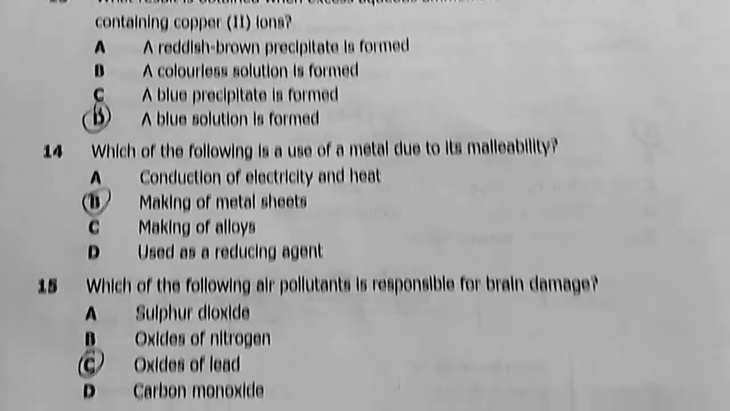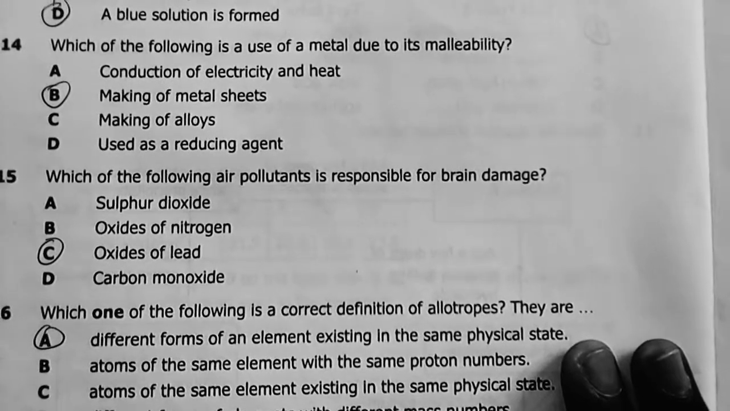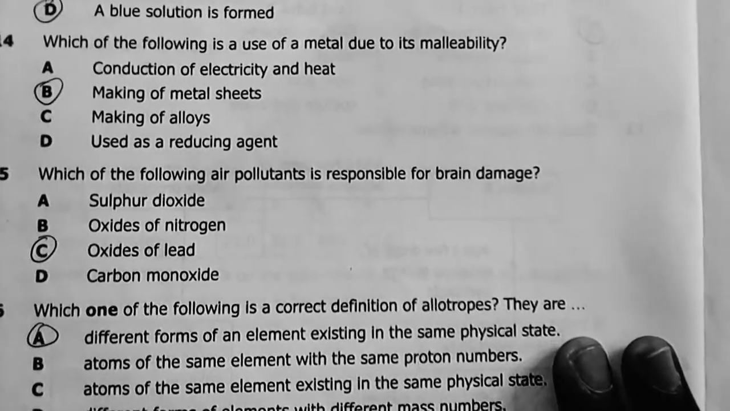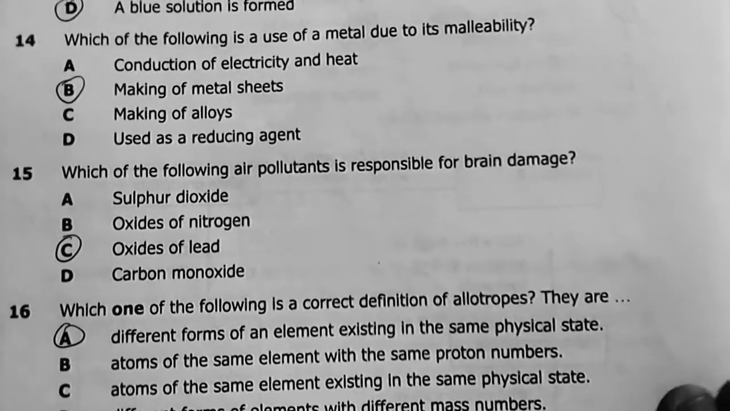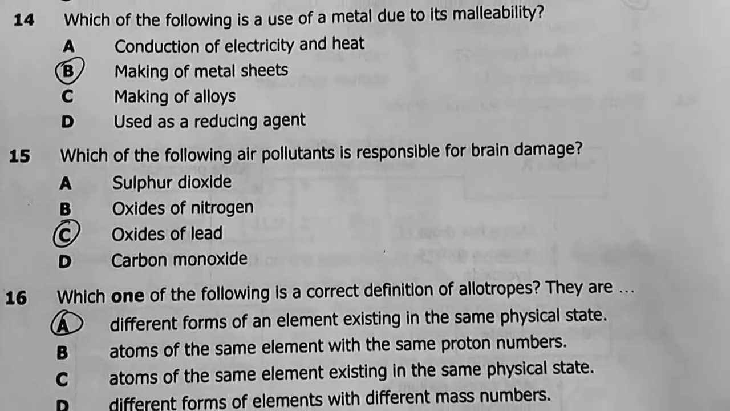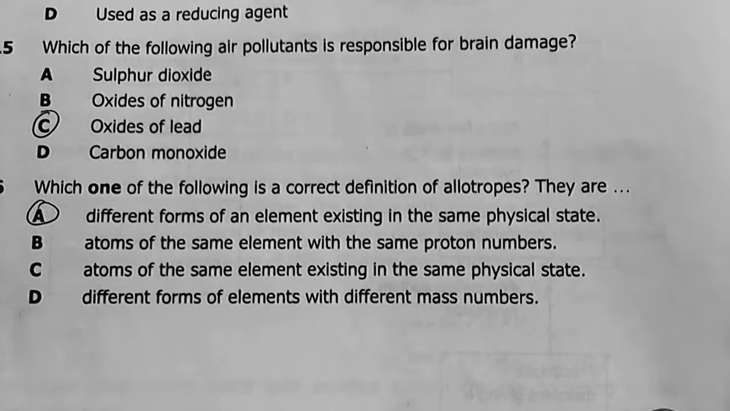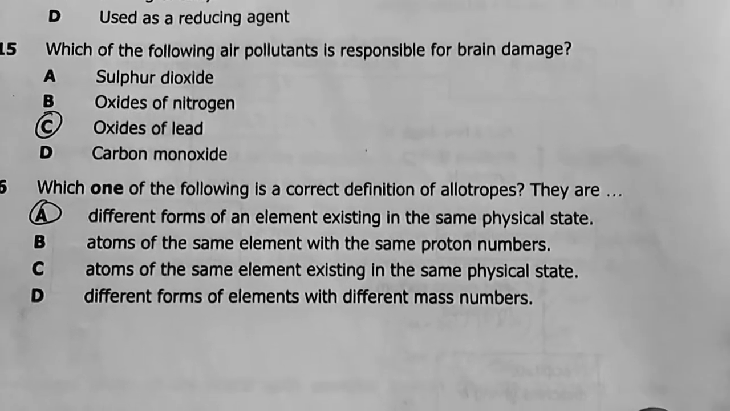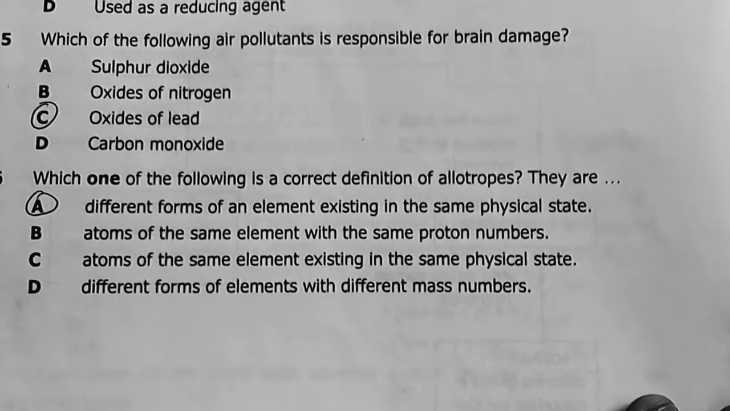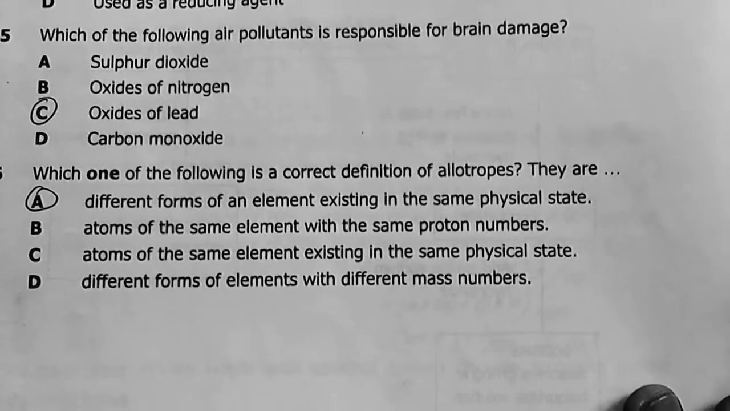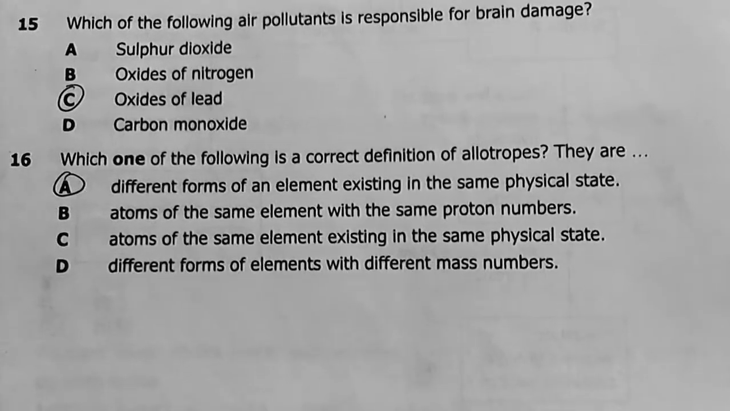Number 15. Which of the following air pollutants is responsible for brain damage? Oxides of lead. Lead causes nerve damage, so it's the same as brain damage. C. 16. Which one of the following is a correct definition of allotropes? They are different forms of an element existing in the same physical state. An example that I would give for this one is diamond and graphite. Diamond, graphite, and amorphous carbon. The answer there is A.